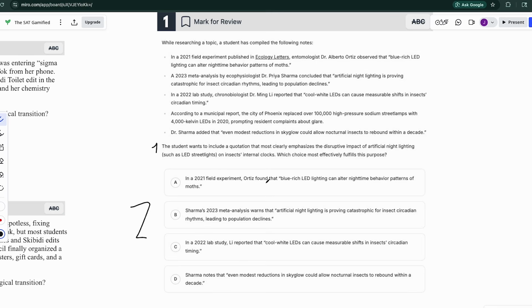So in the field experiment, this person found that blue-rich LED light can alter nighttime behavior patterns of moths. Okay, yeah, that would disrupt the internal clocks, I guess. So that kind of could work. Let's just look at the other ones.